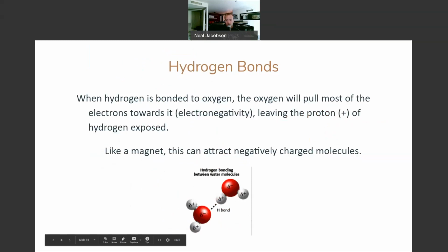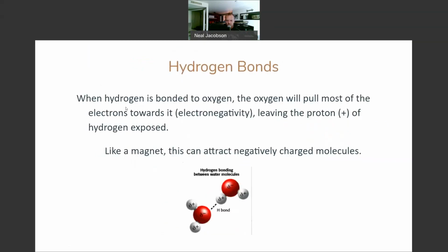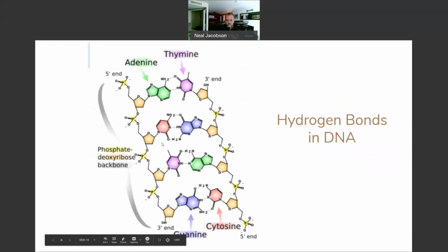But we don't just see hydrogen bonds in water. We also see hydrogen bonds in DNA. And so what you're looking at here is, holy cow, I know it's a crazy picture. We go from a water molecule to a DNA molecule. What are all these things? Okay, so anyways, you have two strands in a DNA molecule. It's a double helix.